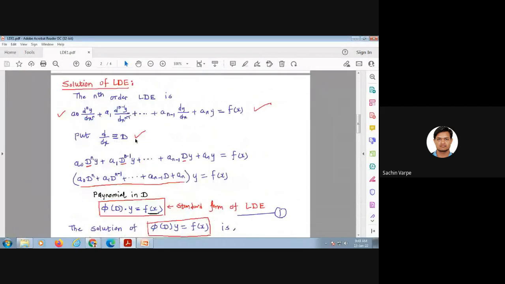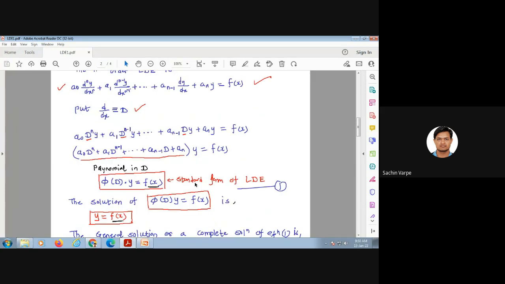Okay, so we are discussing the solution of nth order linear differential equation. This is the nth order linear differential equation where we substitute the derivative operator to be capital D. On substitution, we will get the equation of this form, phi of D into y is equal to f of x, where phi of D is a polynomial in D, right? So this is the reduced standard form of linear differential equation.